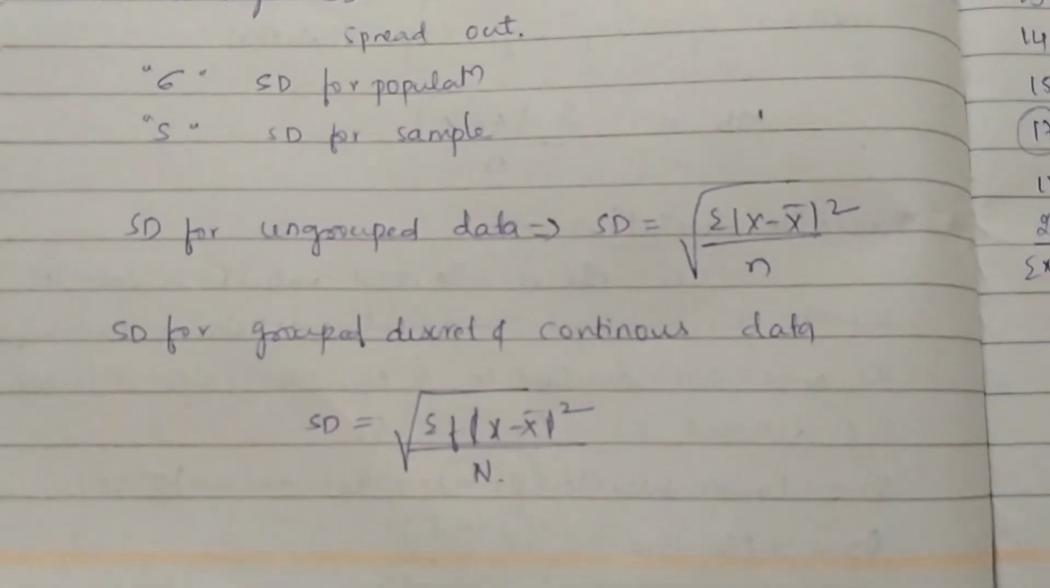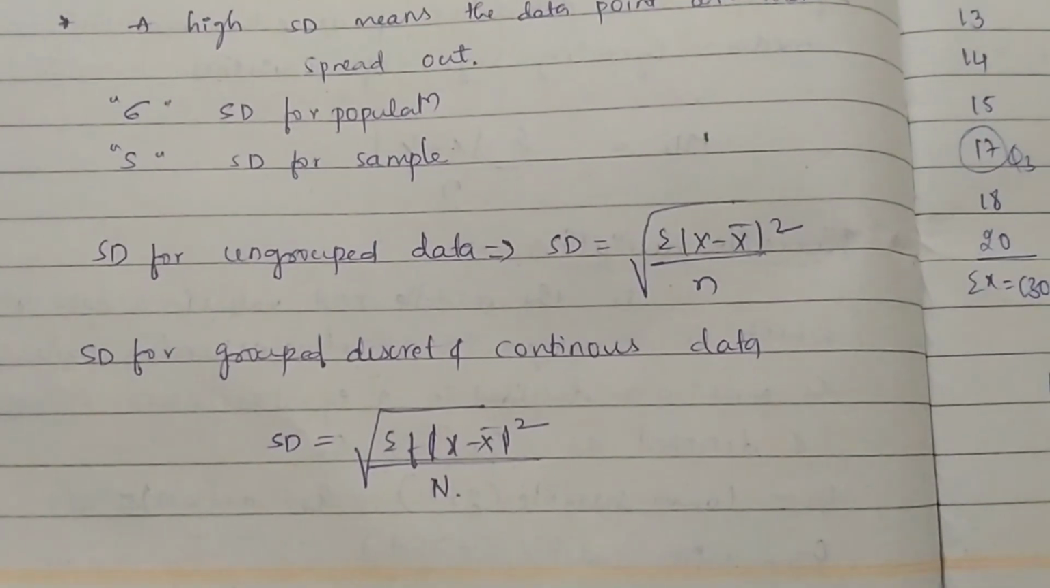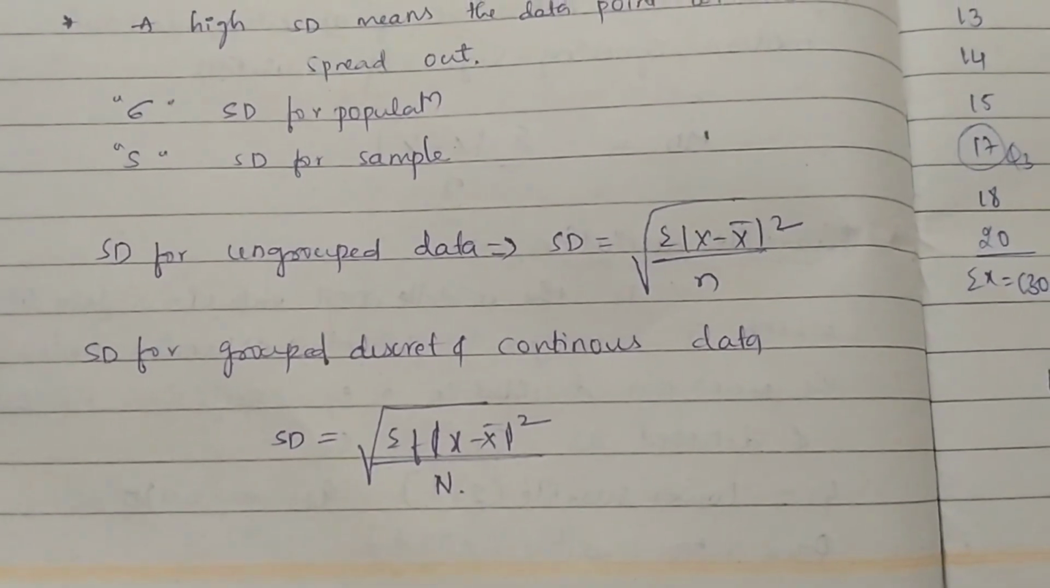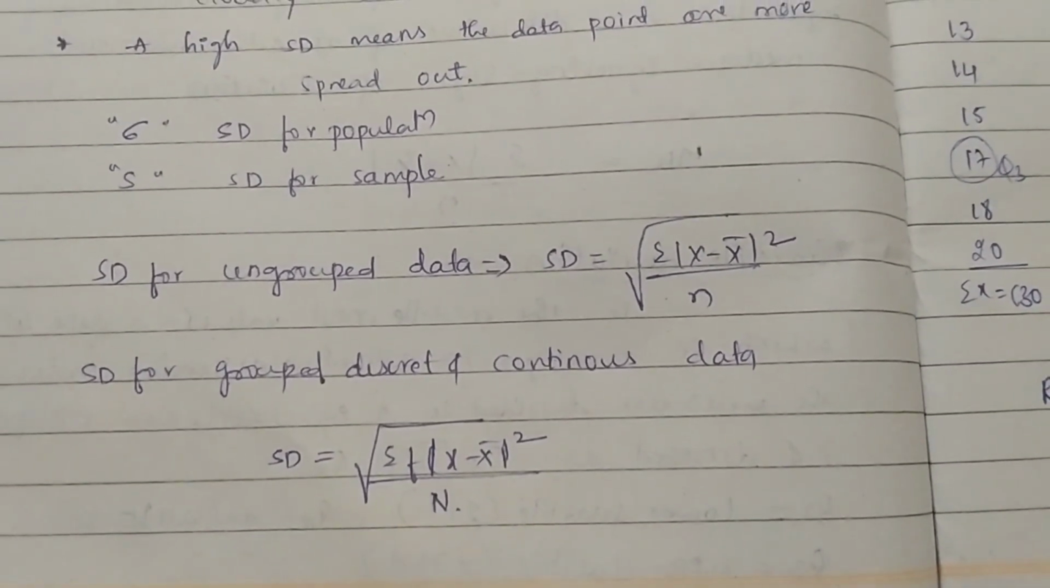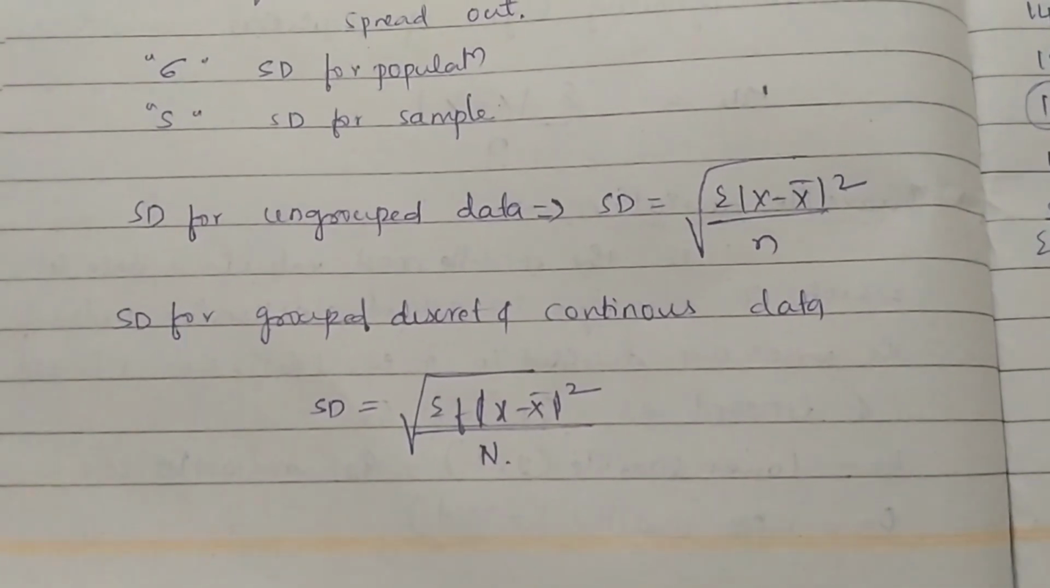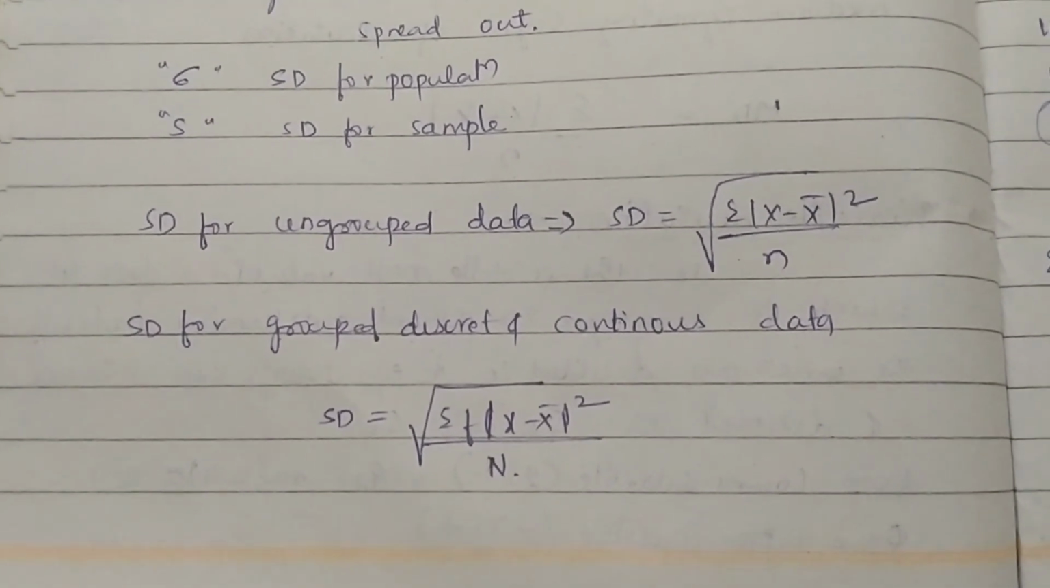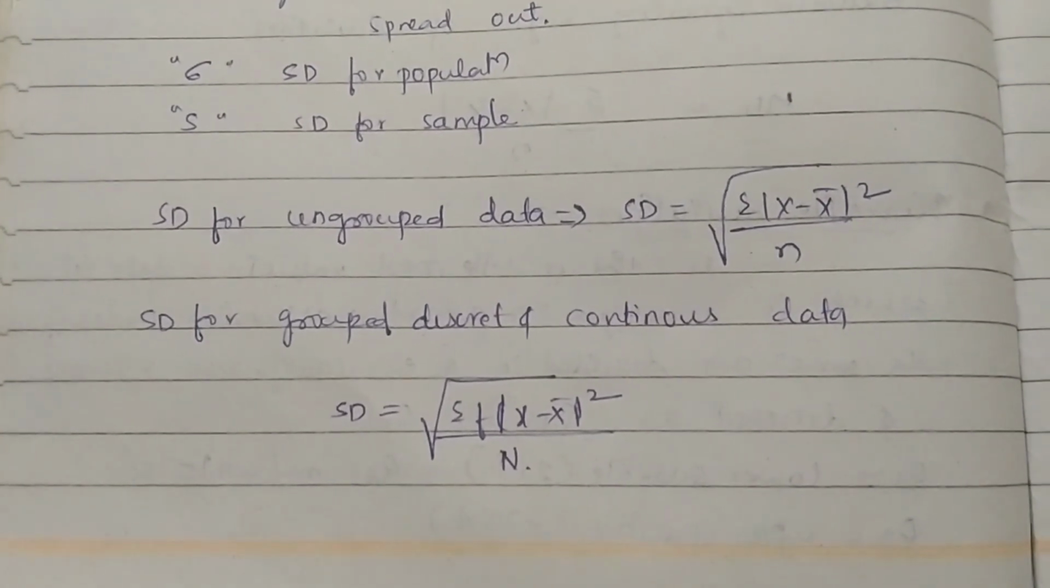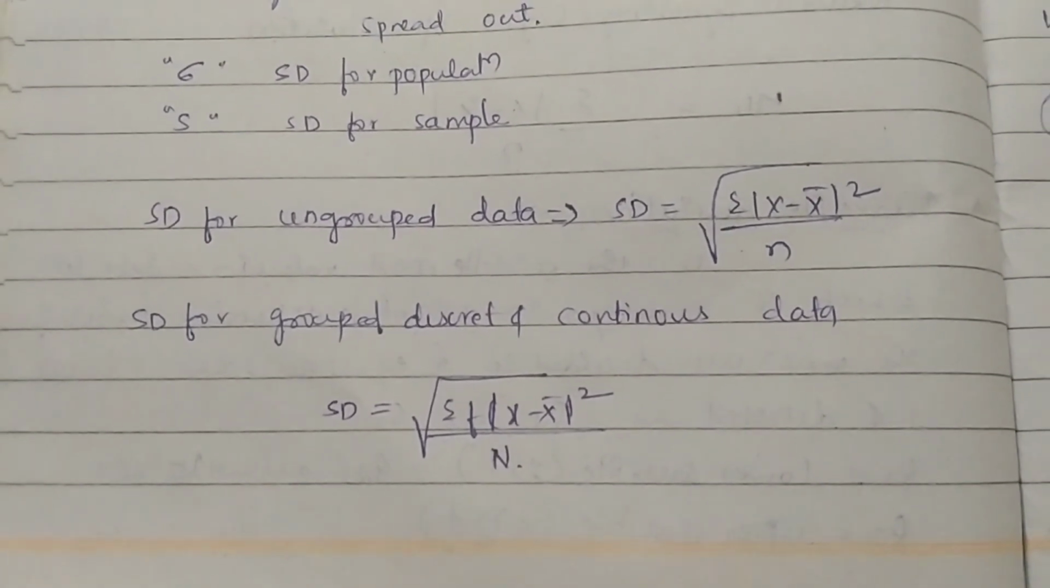So we have a formula for standard deviation. When the data is ungrouped, standard deviation is equal to the square root of summation of (x minus x bar) whole square divided by n. And for grouped discrete and continuous data, the standard deviation is the square root of summation of f (x minus x bar) whole square divided by capital N.